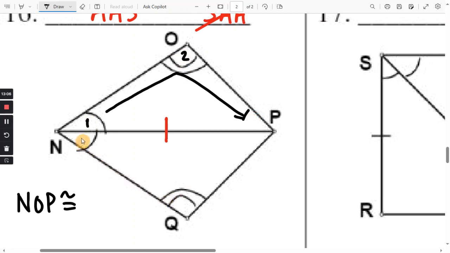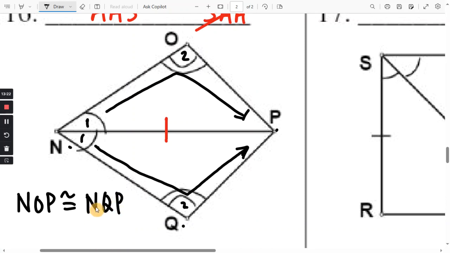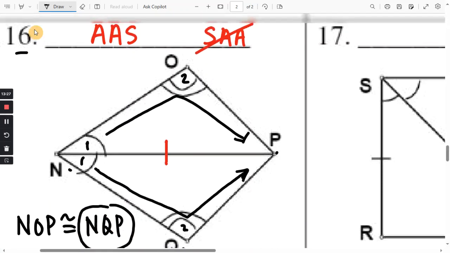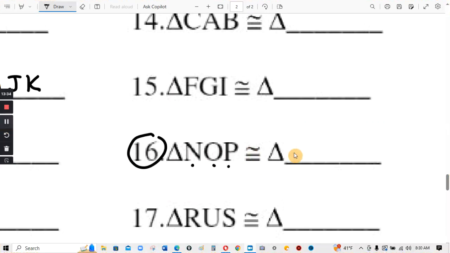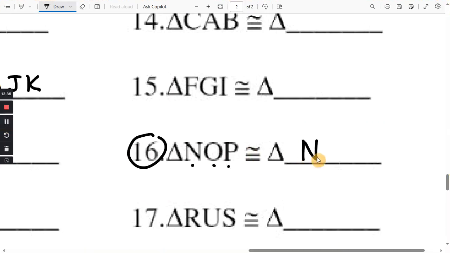Same thing on the bottom. Start at the 1, then go to the 2, then go to the angle with nothing. So that's going to be NQP. So that's the answer for the second part of number 16. Trace them both the same way. So number 16, NQP.